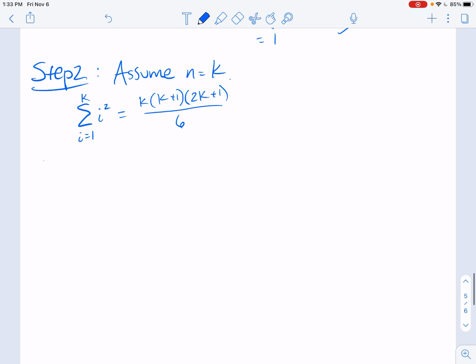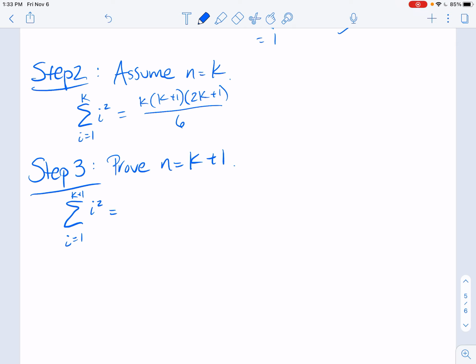Step 3 now tells us we're going to prove or show n equals k plus 1. It doesn't matter a whole lot. That's step 3. So that means the sum as i goes from 1 to k plus 1 of i squared is going to be equal to the sum of the first k terms plus that k plus 1th term. Well, how do I get the k plus 1th term? I come back here and plug in k plus 1. When I do, I have k plus 1 squared.